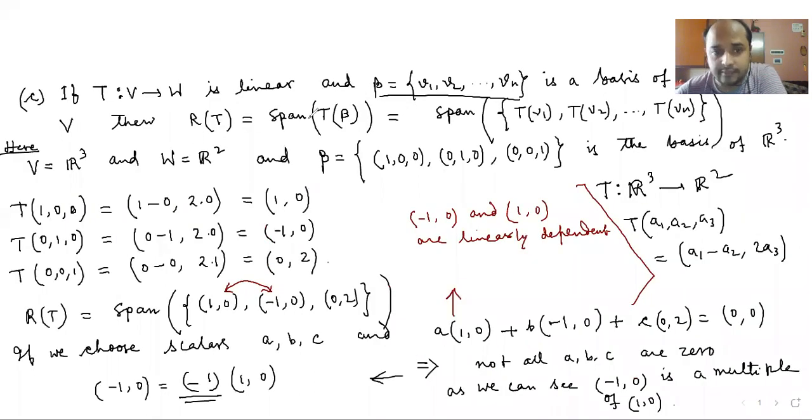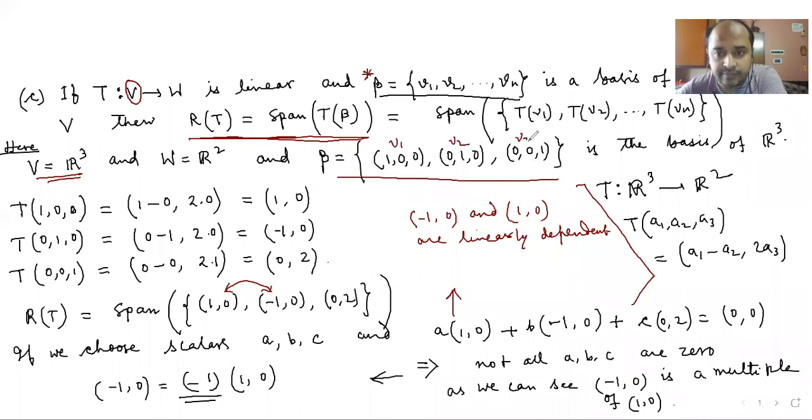Let's talk about RT. RT is defined by this formula, span of T of beta, if you can recall. Now what is beta? Beta is the basis of the vector space V. Your vector space is R3 and its basis is this. Consider this as V1, this as V2, this as V3. Now you have to calculate TV1, TV2, TV3. TV1 is this one by the rule, TV2 is this one, TV3 is this one. Now the span of TV1, TV2, TV3 means the span of these three.